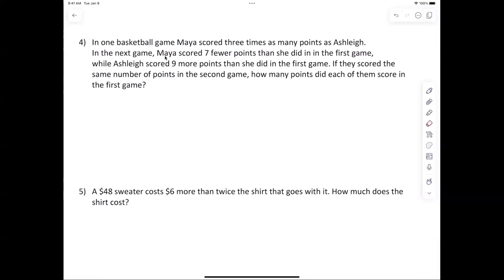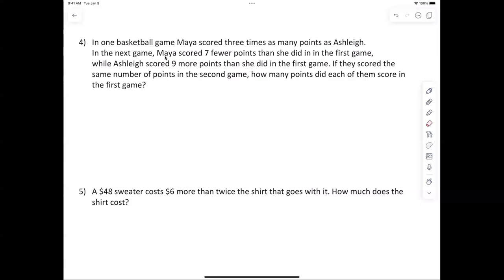In one basketball game, Maya scored 3 times as many points as Ashley. In the next game, Maya scored 7 fewer points than she did in the first game, while Ashley scored 9 more points than she did in the first game. If they scored the same number of points in the second game, how many points did each of them score in the first game? What are we doing?